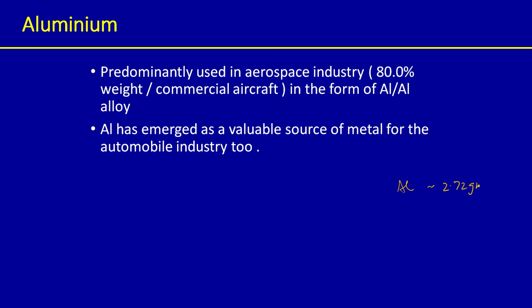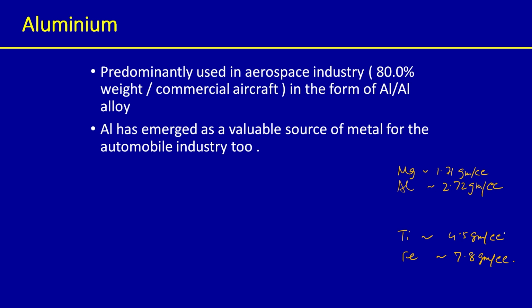Aluminum density is about 2.72 gram per cc. You should know that. Magnesium has 1.71 gram per cc. But compared to that, we will talk about two metals, one is titanium, the other is iron. Iron has a density of 7.8 gram per cc. Cc means cubic centimeter. Titanium has a density of close to 4.5 gram per cc.